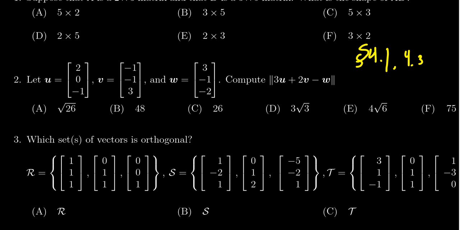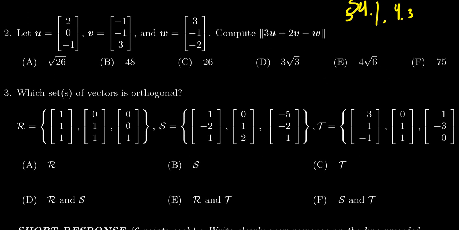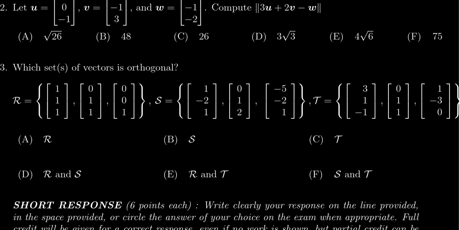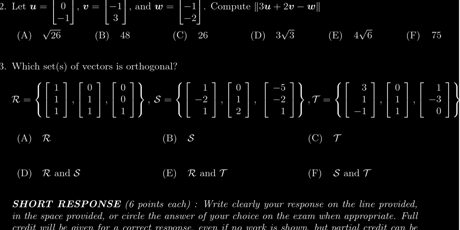Question number three, you'll be asked to identify which of the following sets is orthogonal. And so this is very similar to a question we saw on test number one, where we were given three sets and had to identify which sets were linearly independent. Now we have to decide which sets are orthogonal. And so for the most part, that means checking, case by case, right? Are these orthogonal? Are these orthogonal? Are these orthogonal? If you ever find an inner product that didn't turn out to be zero, that means that the set is actually not orthogonal.